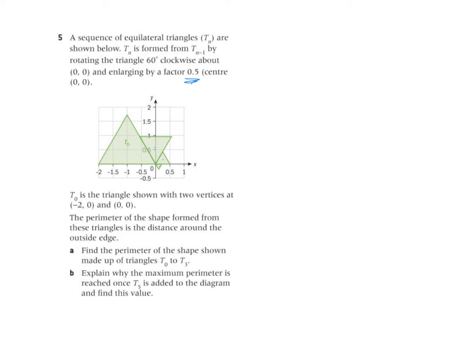This is T1, T2, and T3. So basically I want to find the perimeter of this shape. Well, we recognize that being equilateral, all the sides are the same. So this is a distance of 2. This is 2 and 2. And if it's going to be shrunk in half, that means this is 1.